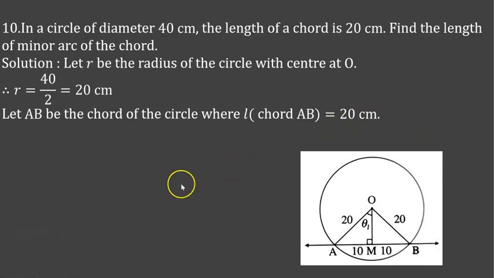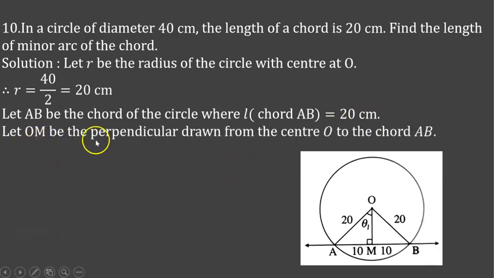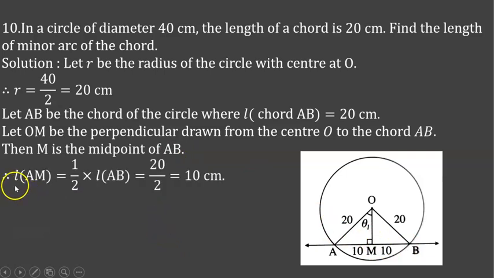Length of chord AB is equal to 20 centimeter. Let OM be the perpendicular drawn from the center O to the chord AB. Then M is the midpoint of AB. Length of AM is equal to 1/2 × AB, that is 20/2, that is equal to 10 centimeter. This is the length of AM.